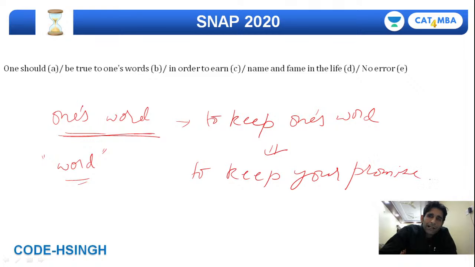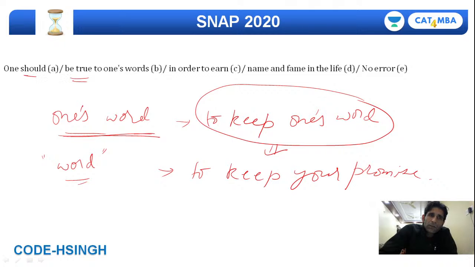Right, now if you look at the context, I'm referring to that sense of keeping your promise. One should be true to one's word. That means one should keep his promise in order to earn name and fame in the family, in life. So in this case, I don't need this S, because you cannot obviously pluralize something which is already an idiom, which is basically a rigid structure of English. So that means that in this case, it should be one should keep one's promise.